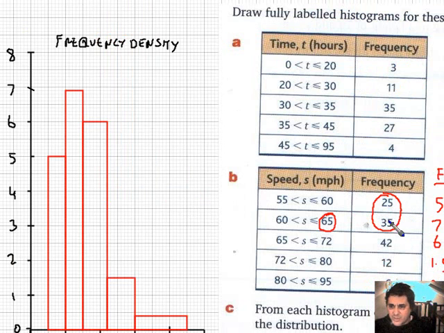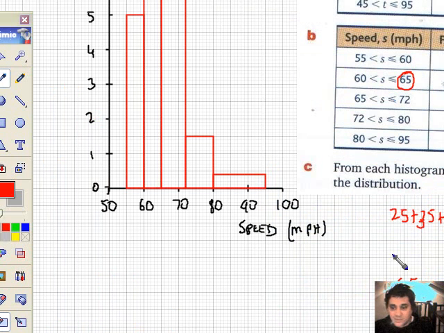Let's check that again. 25 plus 35 gives me the 60th speed, and the 60th speed finishes exactly at the upper bound of this class interval. Therefore, you're looking at 65 miles per hour being the median.